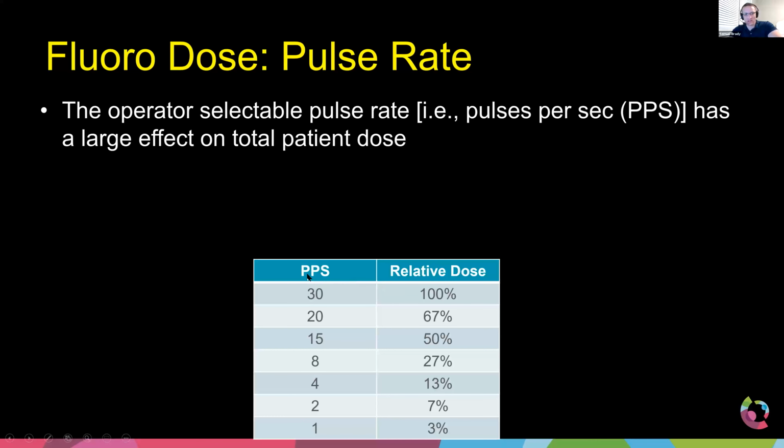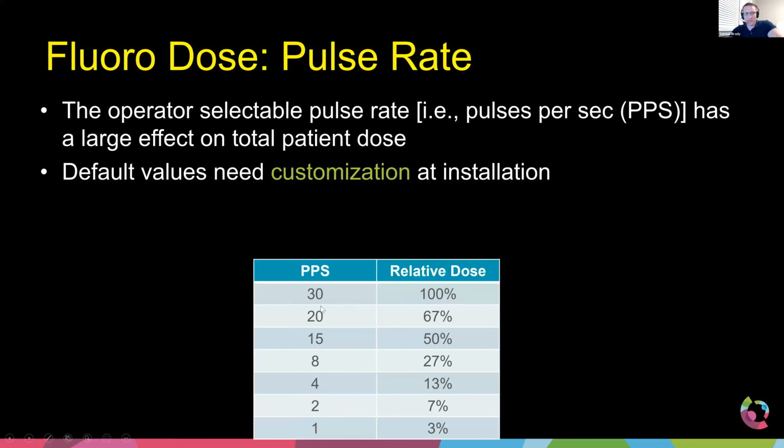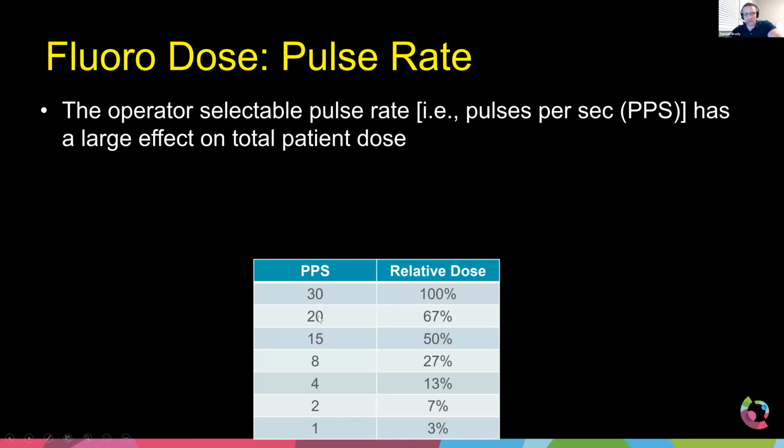So here is just a little bit of math that I did. If you have 30 pulses per second as your relative 100% dose level, everything less than 30 pulses per second is going to reduce the dose. If you go down to 20, you've reduced it to 67%. Obviously, if you go from 30 to 15, you've halved the dose to the patient. And then you go down to 8, 4, 2, 1. You see how the doses are dropping.